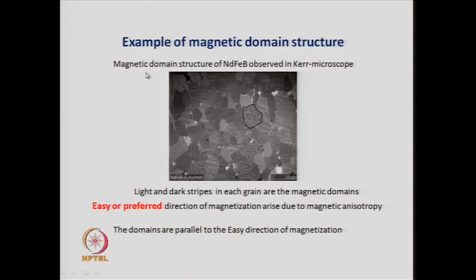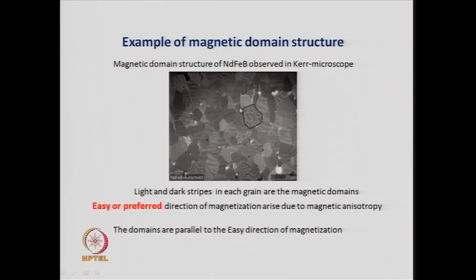So, this is a magnetic domain structure of a magnet. It is neodymium iron boride, and it is an important magnet used in several applications, where you can see these domains as if they are different, and in these large grains, you can see small stripe-like features, and those stripes are actually the domains.